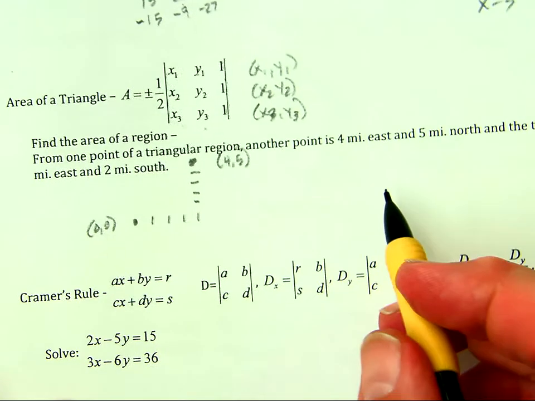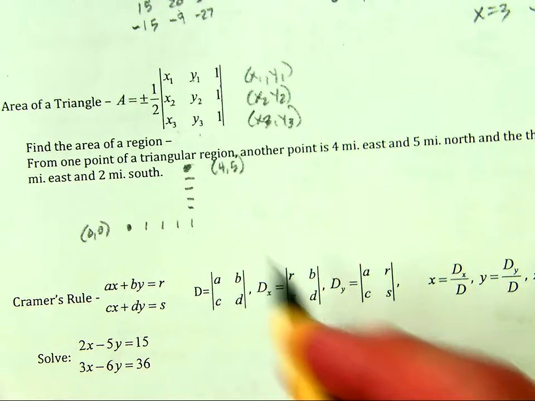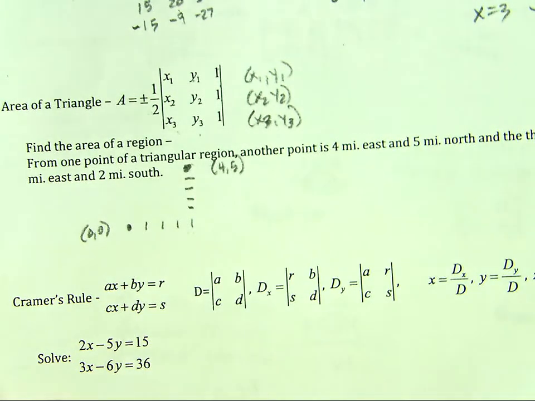See how that worked? 4 miles east, we went right 4. 5 miles north, we went 5. So if we let this be 0, 0, that's 4, 5.